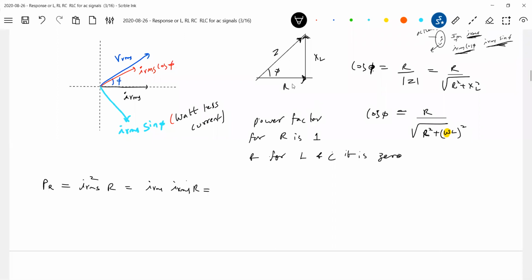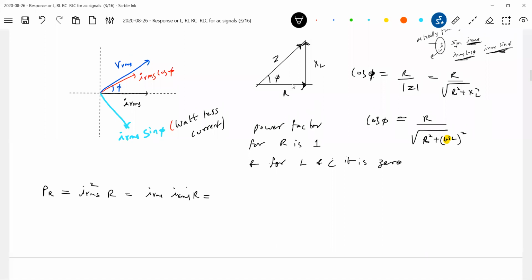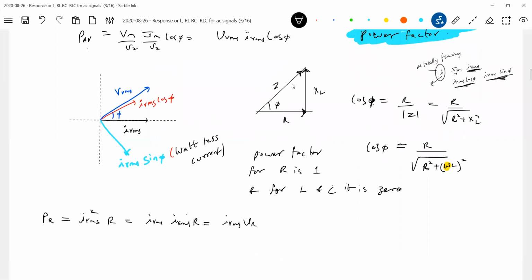In books, there's not much discussion on the power thing. Let me put it in one simplified way here. What is IRMS into R? It should be the drop across the resistor, no? This is about VR. And what is VR? Let me draw the voltage triangle somewhere here. We have everything in front of us. So what is VR? We can write VRMS cos phi.